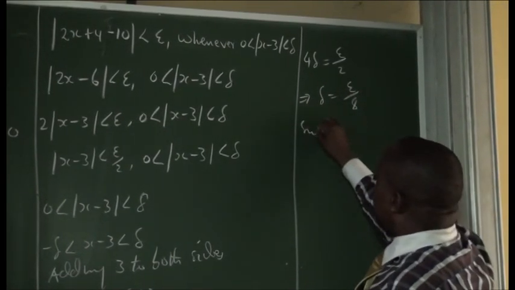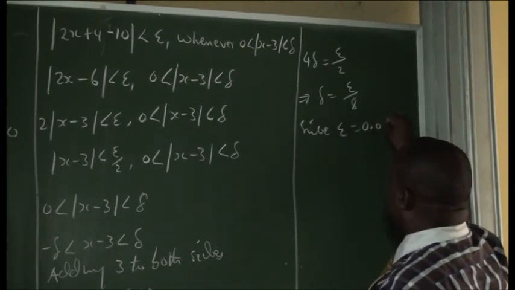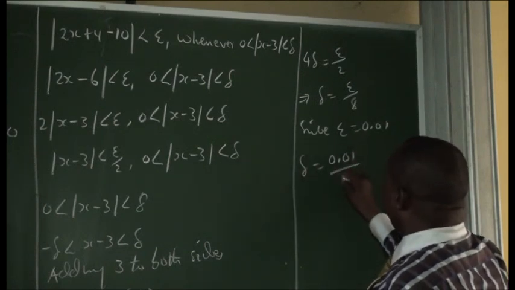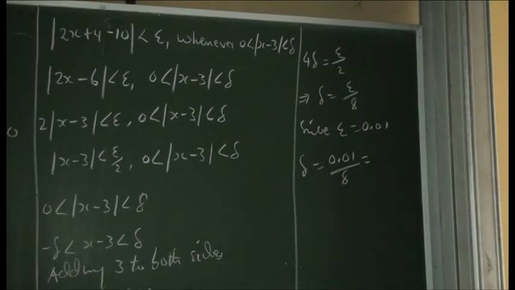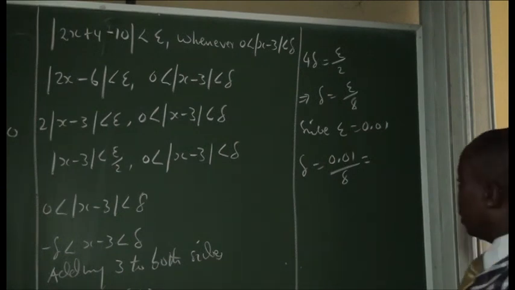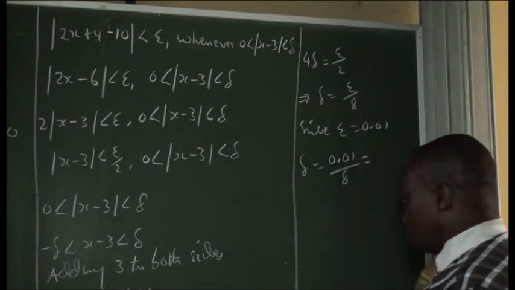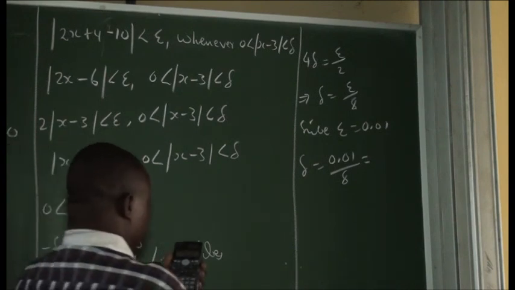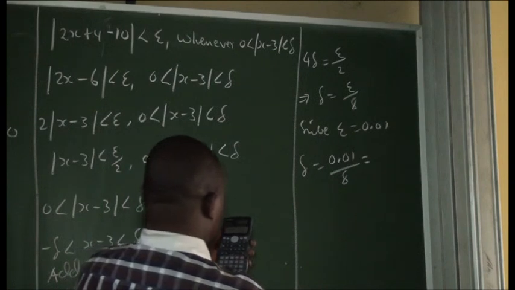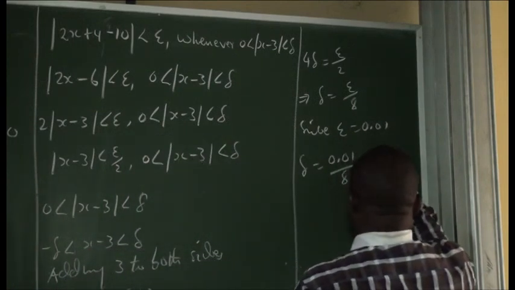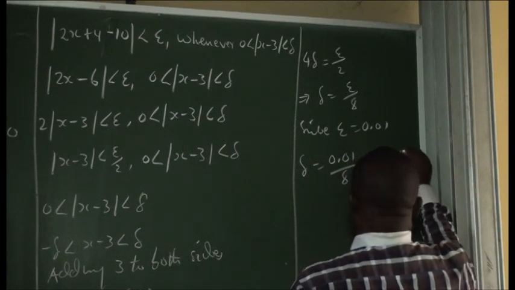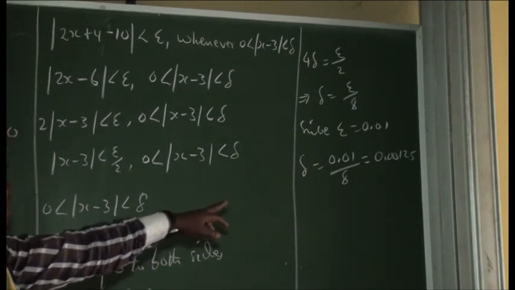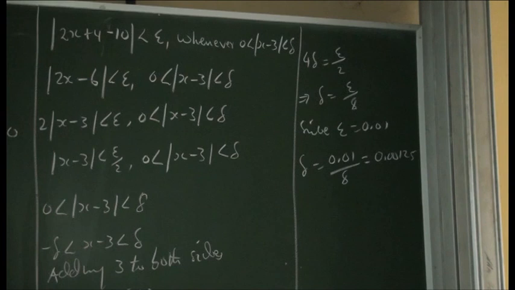Alright, now since epsilon equals 0.001, it means that delta is 0.01 over 8, which by evaluating it, 0.01 divided by 8 will give us 0.00125. All right, so we are able to find the value of delta when epsilon is 0.01.